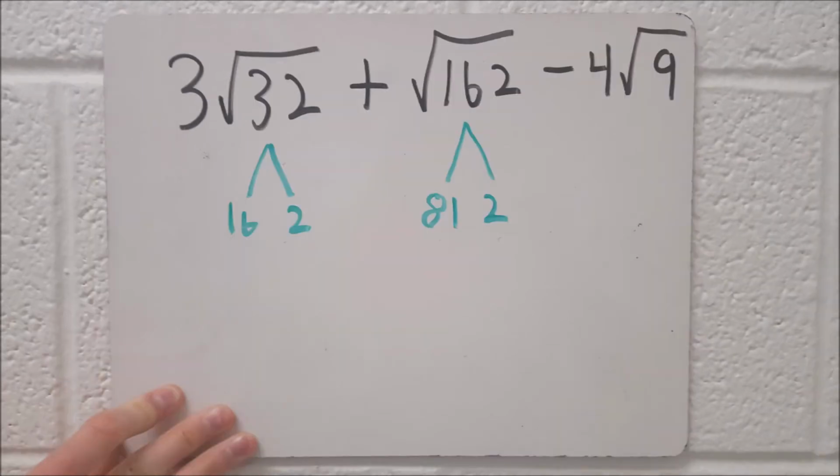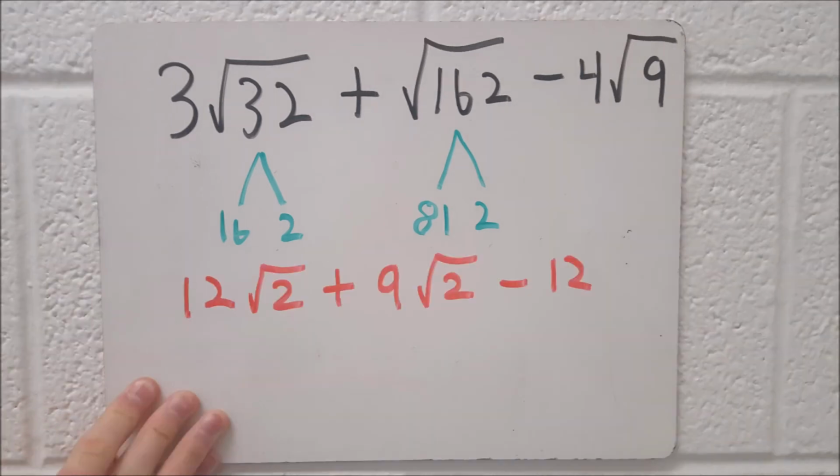To solve this type of problem, first you need to find a perfect square out of the 32 that multiplies evenly with another number to equal 32. In this case, I use 16 and 2. Next, you would do the same thing for the square root of 162, which I used 81 and 2. However, you don't need to do this for the 9, for it is already a perfect square.